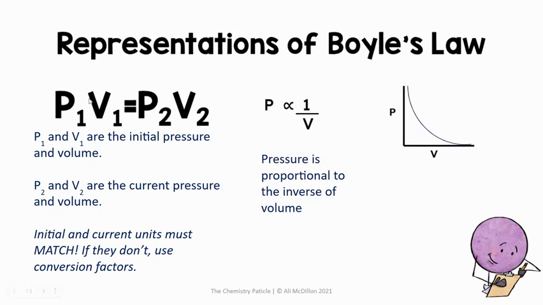We can see the equation for Boyle's here. It is P1 times V1 is equal to P2 times V2. P1 and V1 are your initial pressure and volume, and P2 and V2 are your current or final pressure and volume. The initial and the current units must match. So if one pressure is in ATM, the other must be in ATM. If one volume is in liters, the other must be in liters.